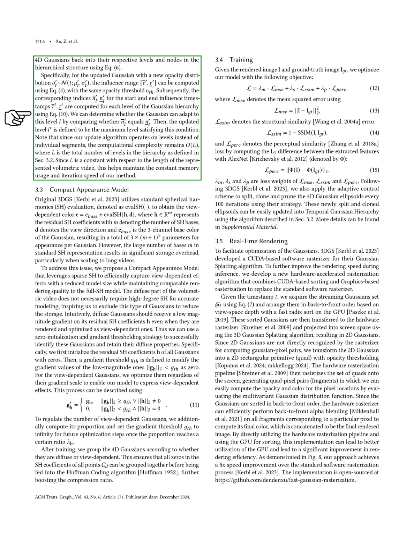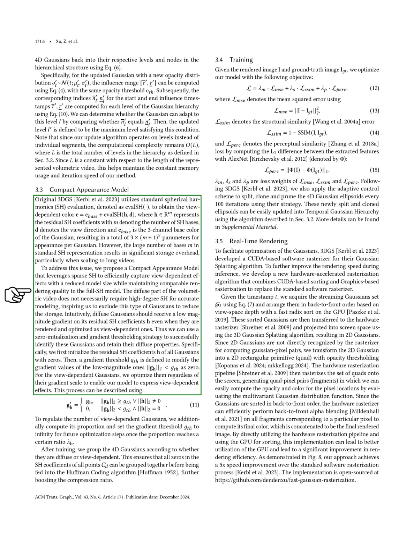For each updated Gaussian with a new opacity distribution, we calculate the influence range using the same opacity threshold. We also compute the indices for the start and end influence timestamps for each level of the Gaussian hierarchy. By comparing values, we determine if the Gaussian can adapt to a specific level, defining the updated level as the maximum level that meets this condition. Since our update algorithm works on levels rather than individual segments, the computational complexity remains manageable, helping us maintain constant memory usage and iteration speed.